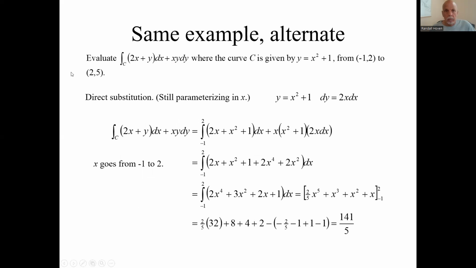Do the same problem by direct substitution again. If y equals x squared plus 1, dy equals 2x dx, right? So now I just plug directly into the original problem. Every place there's a y, I replace it with x squared plus 1. Every place there's a dy, I replace it with 2x dx. And all the x stuff stays the same. Here we are, it'll be 2x plus x squared plus 1 dx plus x times x squared plus 1, dy is 2x dx.